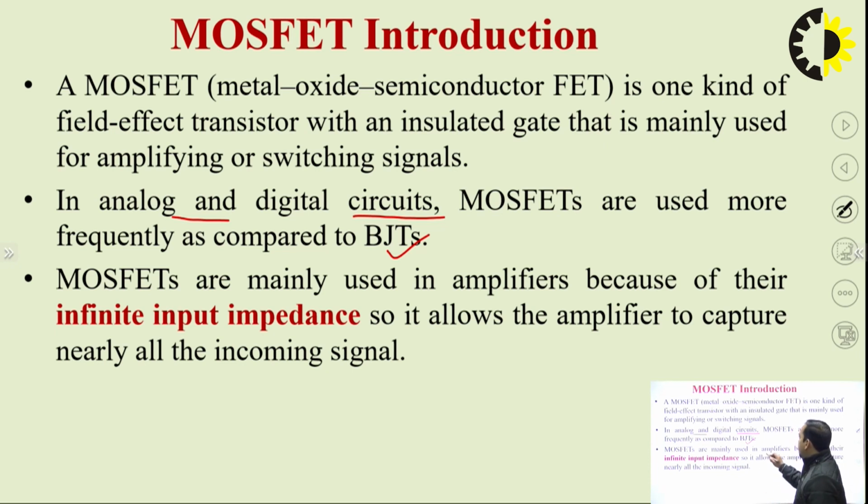MOSFET are mainly used in the amplifiers because of their infinite input impedance. This is a very important advantage of MOSFET. So it allows the amplifier to capture nearly all the incoming signals, because in amplifiers we need to capture the signals. So the MOSFET performs better as compared to JFET and BJT.